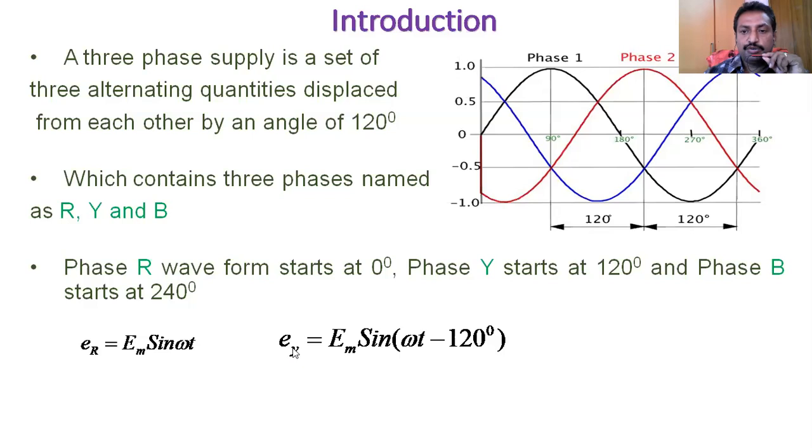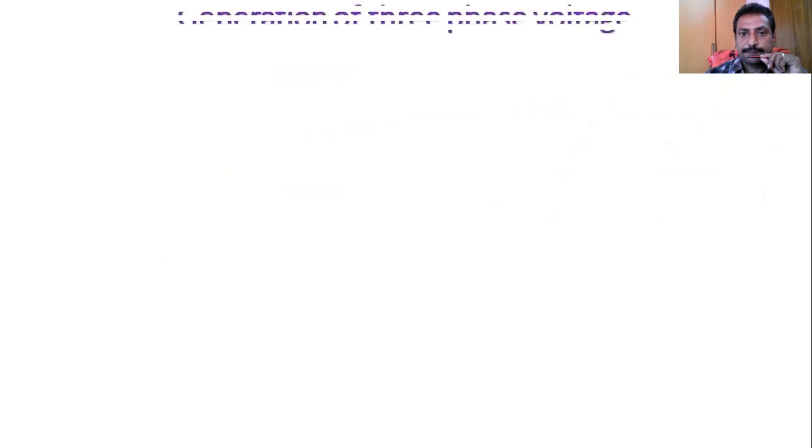But the magnitude of phase Y, EY, is equal to EM sine omega t minus 120 degrees, because the Y phasor starts after 120 degrees, lagging by an angle of 120 degrees. So EM at an angle of minus 120. Similarly, the last phase, B phase, starts at 240 degrees. So EM sine omega t minus 240. So this is about three-phase AC circuits and the difference from single-phase AC circuits.